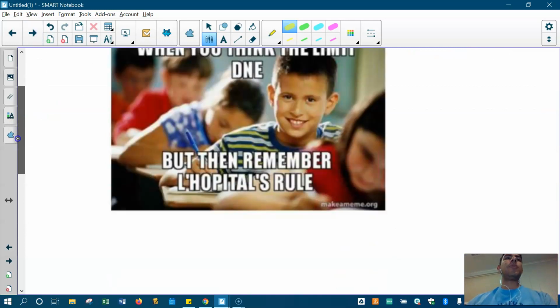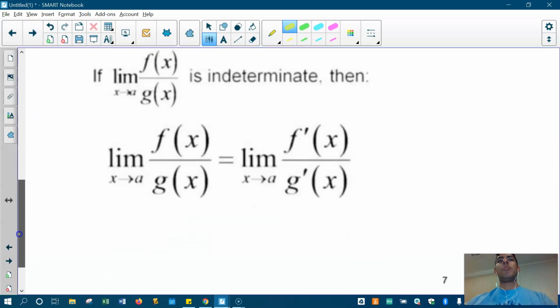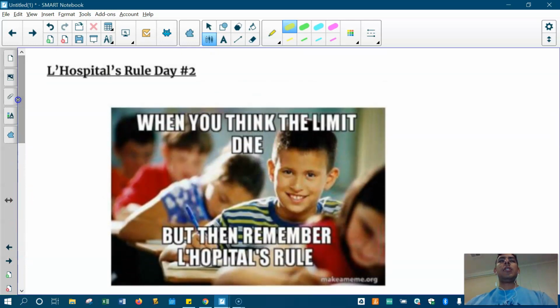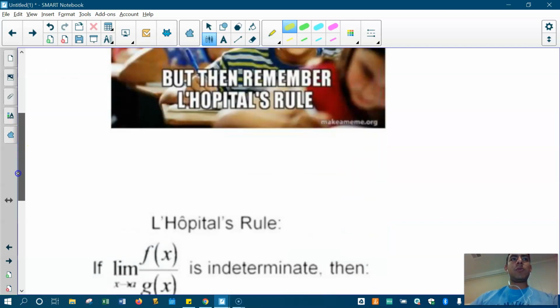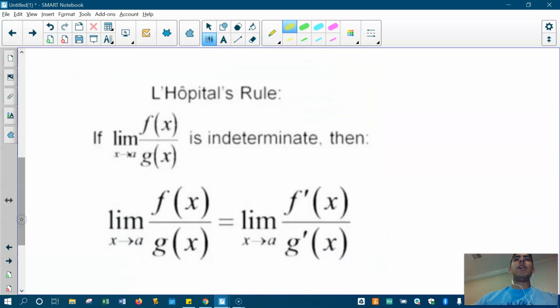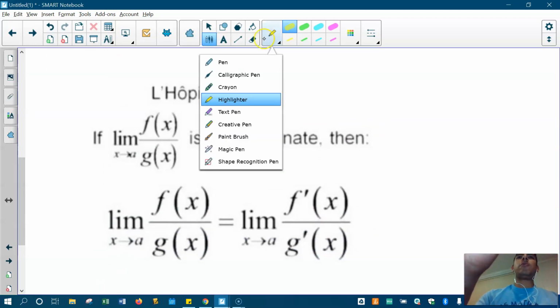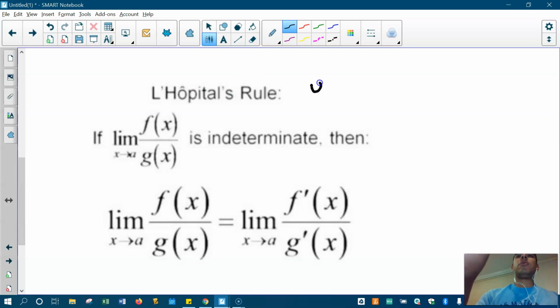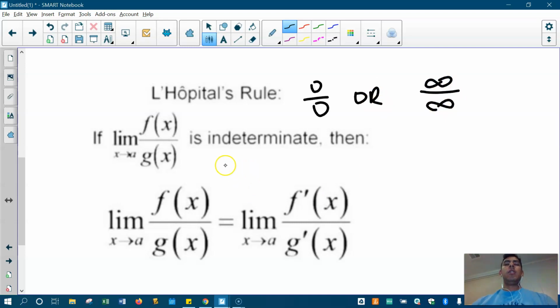So this is L'Hopital's Rule Day 2. We are on page 7, and I have not met a student who did not like L'Hopital's Rule. L'Hopital's Rule, again, was that idea that Ms. Schwartz was saying, that if you have an indeterminate form for L'Hopital's Rule, for our case, it will strictly only be 0 over 0 or infinity over infinity. Then, your original limit is equal to the limit of their derivatives.